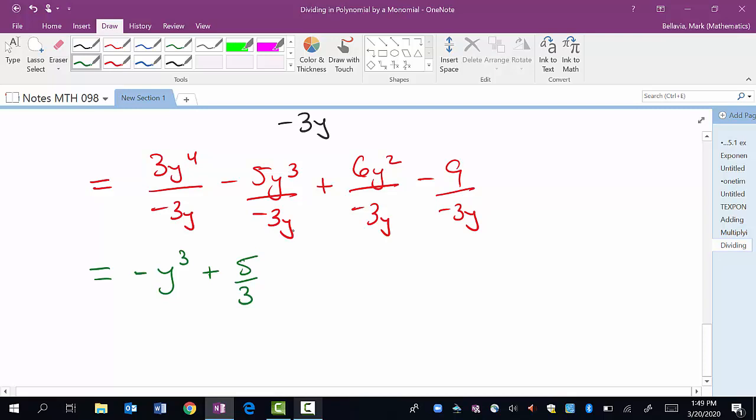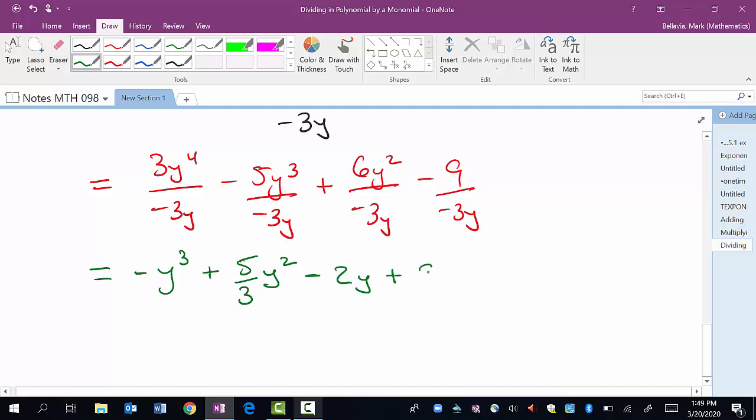The y to the third divided by y, remember you're subtracting the exponents, 3 minus 1, so this is y to the second power. Again, this can be written in the numerator right next to it, but not in the denominator. The next term, we have a positive divided by a negative, so I know it's going to be negative. 6 divided by 3 will give me 2. Y squared divided by y, 2 minus 1 for the exponents makes us y to the first power, so it's minus 2y.